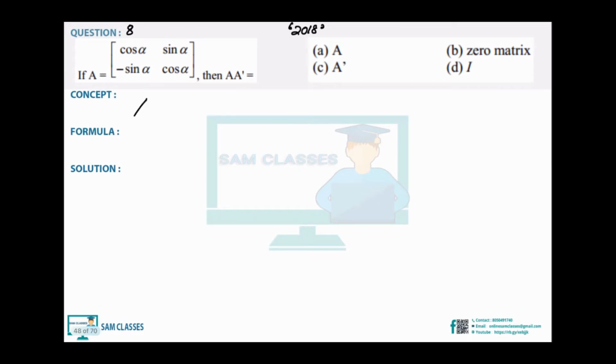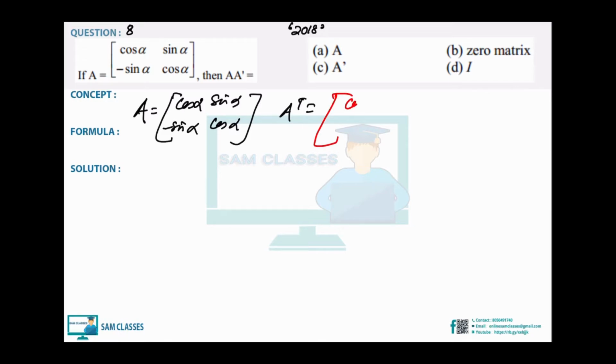Now A they have given as cos alpha, sin alpha, minus sin alpha, cos alpha. Now what they have said, find the transpose. So transpose means what, students? Change the row into column, column into row. So again what will happen? Cos alpha, sin alpha, minus sin alpha, cos alpha. Now what you have to do? Multiply A dot A transpose.